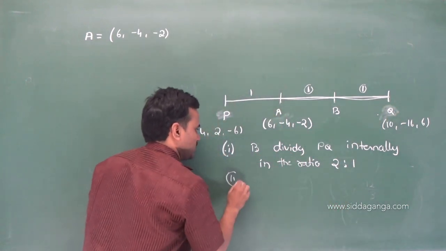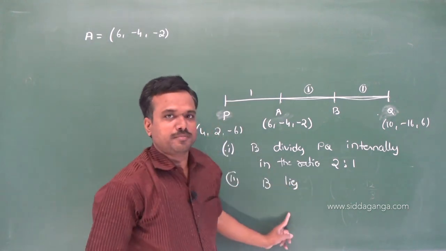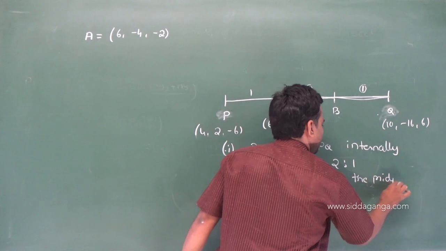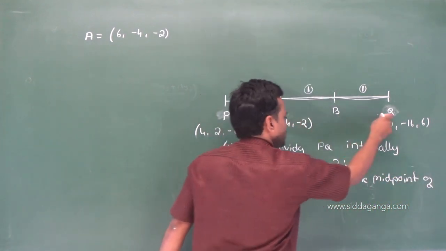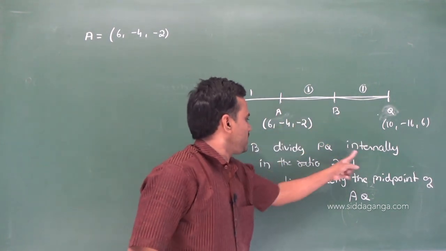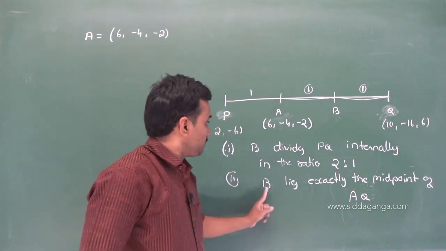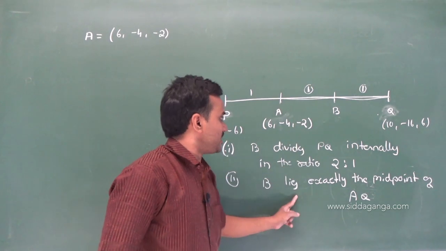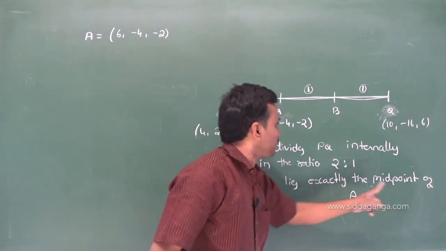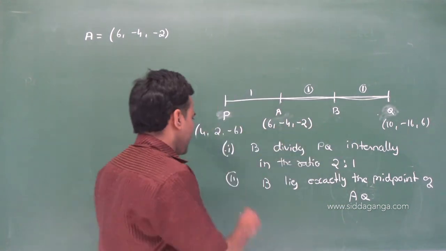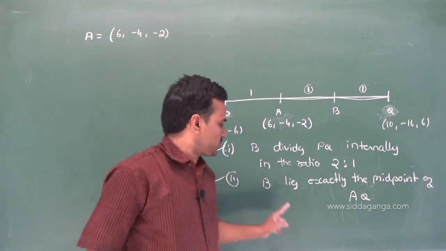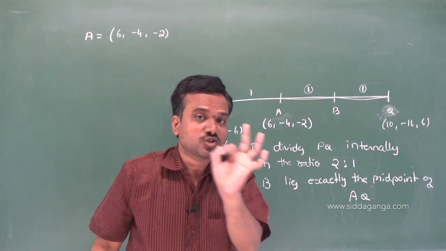That means the second method: B lies exactly at the midpoint of AQ. Correct? The first one is B divides PQ internally in the ratio what? 2:1. Second one, B point. Observe carefully in the diagram. B lies, because A to B is 1, B to Q is 1, B lies exactly at the midpoint of AQ, either using the first concept or the second concept. The second concept is very easy. So using the midpoint formula, I find the coordinate of B.